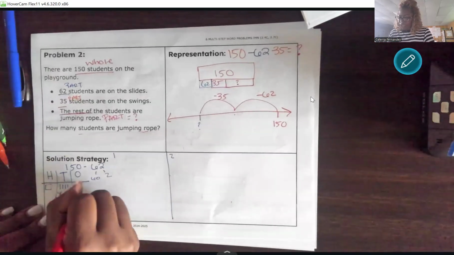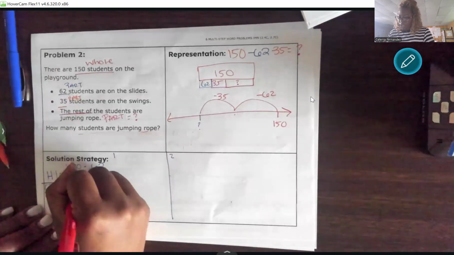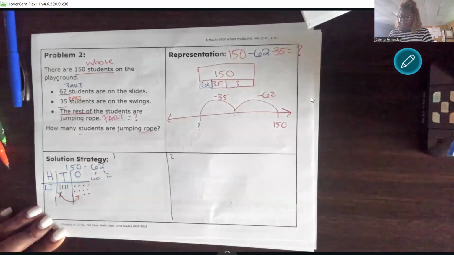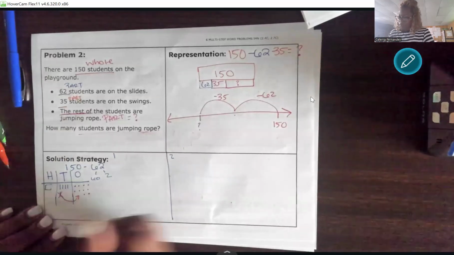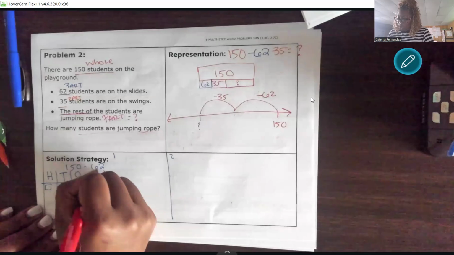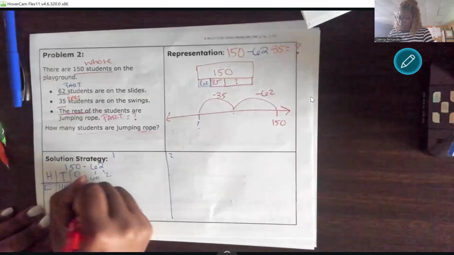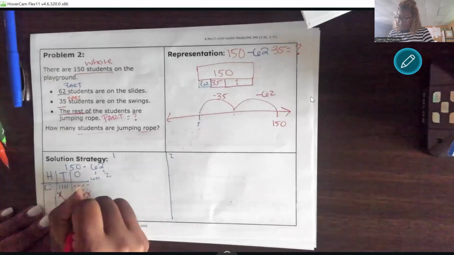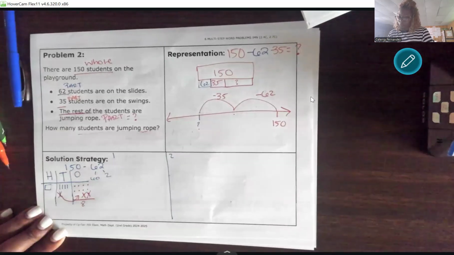They take a 10 away, draw an arrow, and get 10 ones: 8, 9, and 10. Now I can take away from my ones place. 1, 2. I like to have them put the number at the end so they can count how much they have. They have 8 left.